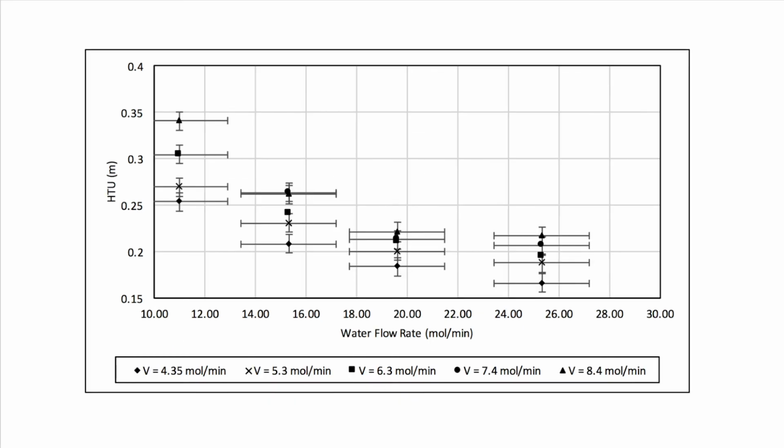This next figure shows the results of the HTU dependence on the water flow rate. As you can see, as the water flow rate increases, the HTU decreases. Again, this plot demonstrates that higher water flow rates correspond to more efficient mass transfer, as a lower HTU value is observed.